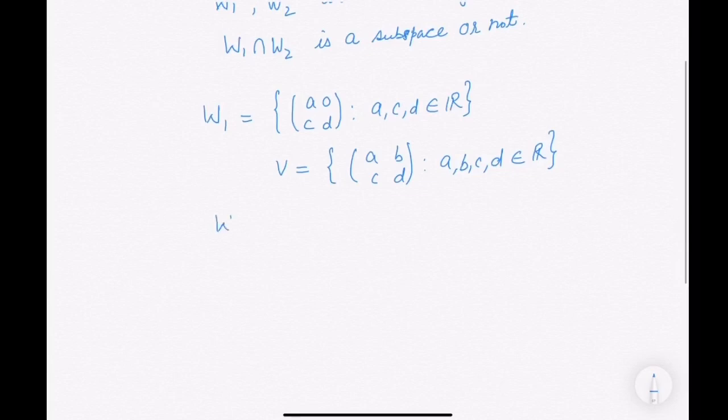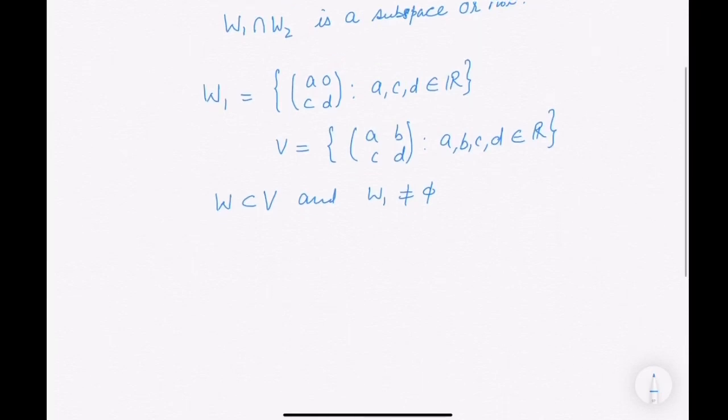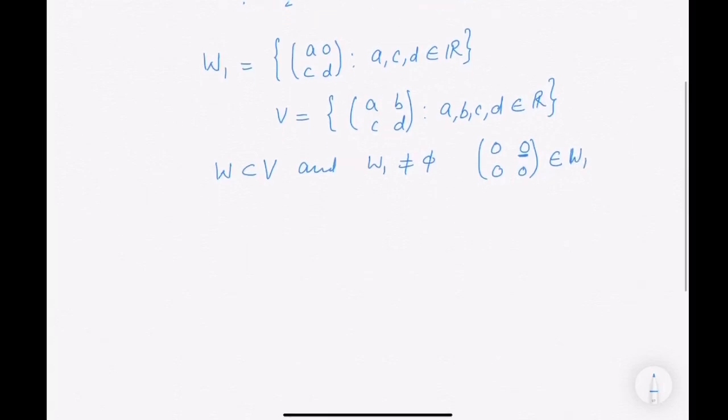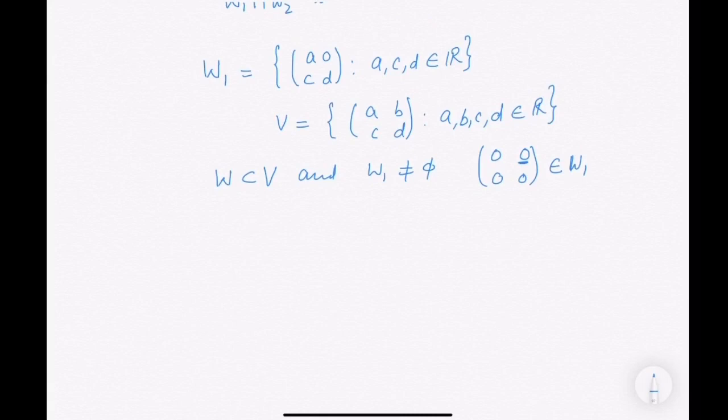So W1 is a subset of V and W1 is not empty. Why is it not empty? Because the element 0, 0, 0, 0 is in W1: the second entry is 0 by the property of the elements of W1, and we take A, C and D as 0. So this belongs to W1. So W1 is a non-empty subset of V. Next we check whether W1, a subset of V, is a subspace of V or not.